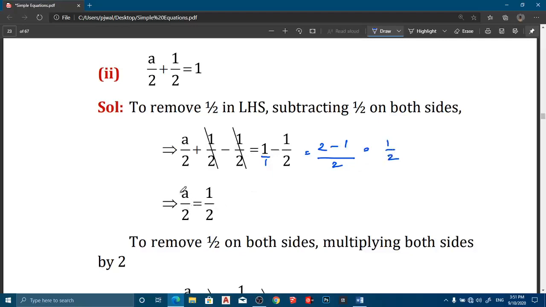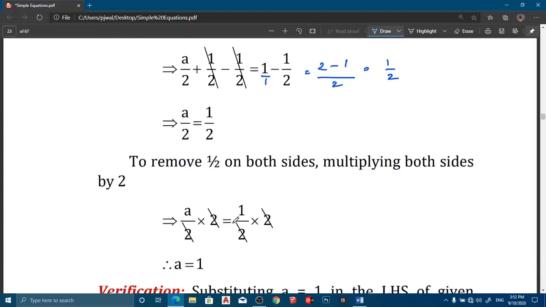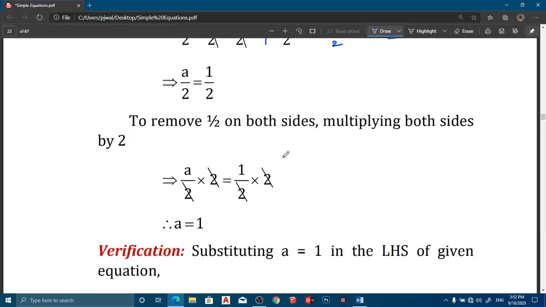Now you want only the a value here. It is divided by 2. So to remove the division by 2, you have to multiply both sides by 2. If you multiply both sides by 2, you can cancel this. So 2 and 2 get cancelled, and here also 2 and 2 get cancelled. So this is a is equal to 1.